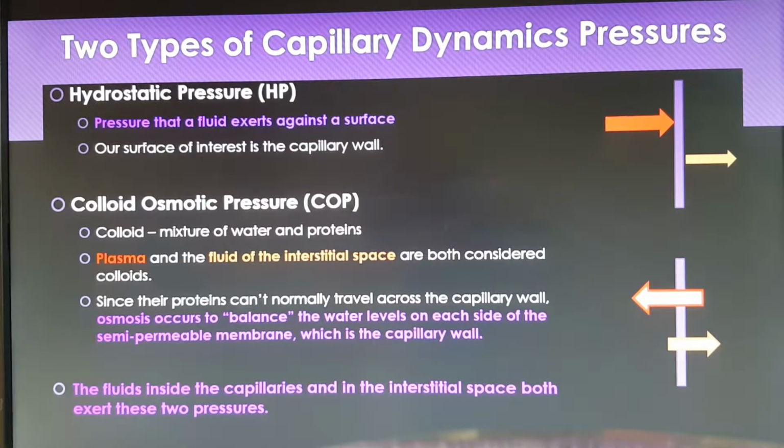Because the capillary walls do not allow the proteins to travel across its membrane or through the gaps between those endothelial cells that make up the capillaries, it causes osmosis to occur so that you can balance the water levels on each side of the semipermeable membrane, which in our case is a capillary wall. So we have our plasma, which will draw water into the capillaries, and our fluid of the interstitial space draws water out of the capillaries.